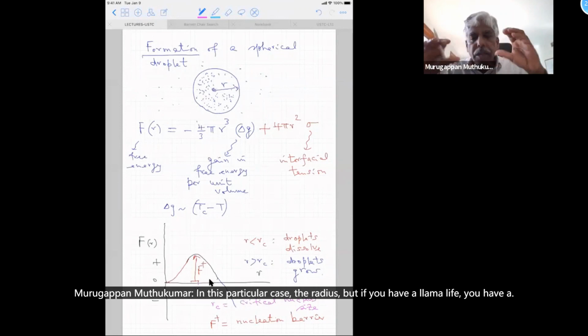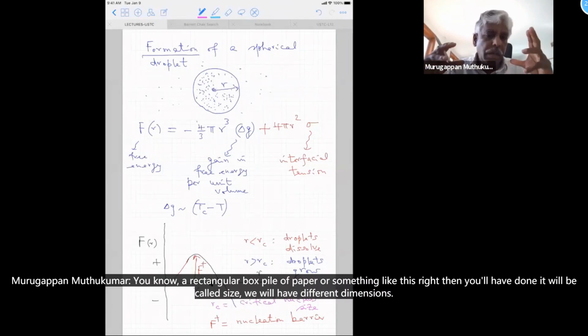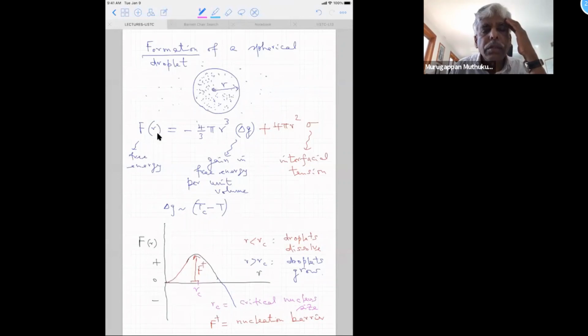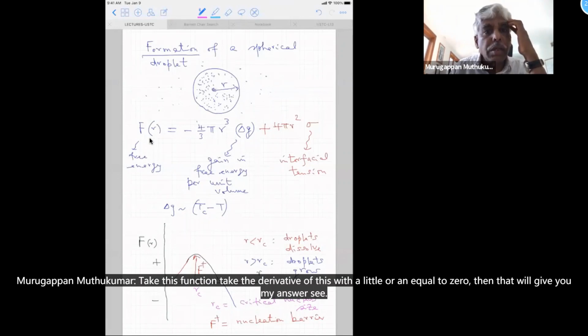But if you have a lamella, or a rectangular block, a parallelepiped or something like this, then you'll have different dimensions, and it will be called size. How are we going to do this? This is easy because this is a maximum. So I'm going to find the value of R at which F(R) is a maximum. We do that by taking the derivative of F(R) with respect to little r and equating that to 0, which will give me my R sub C.